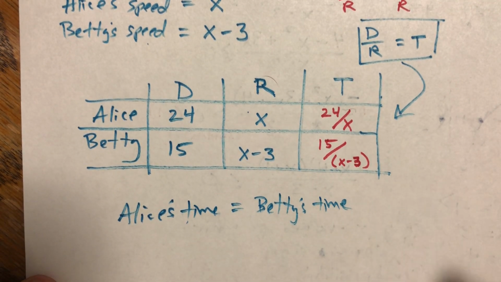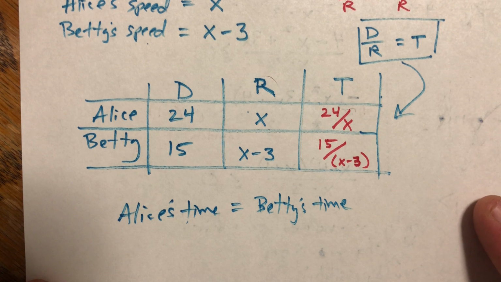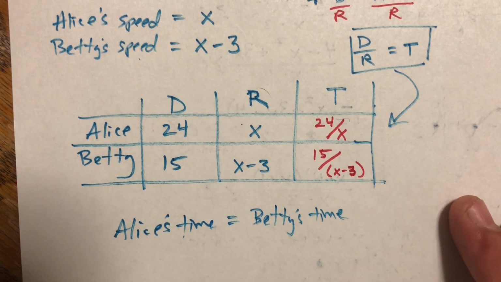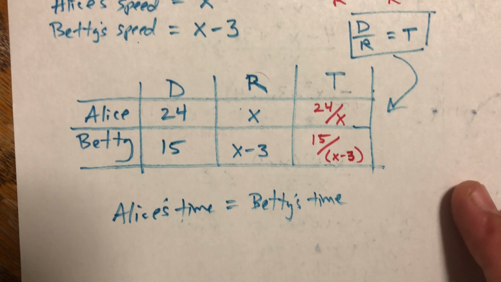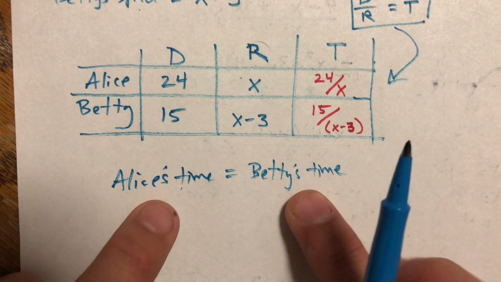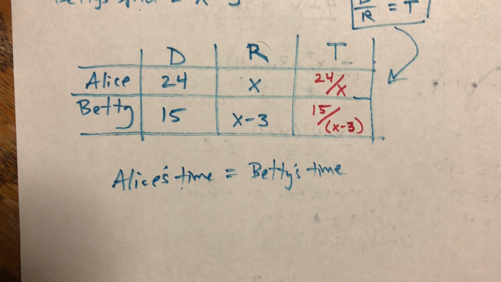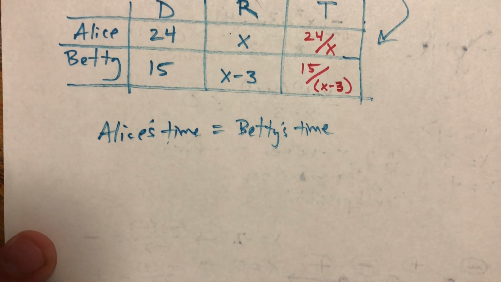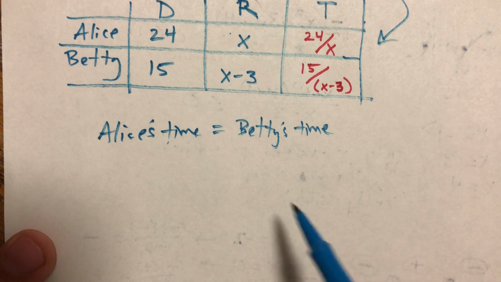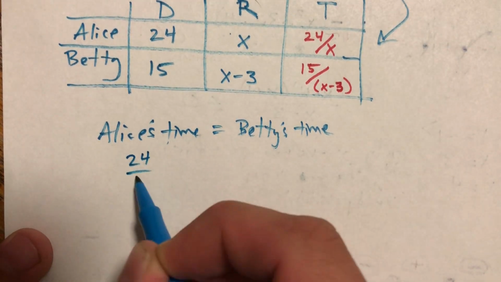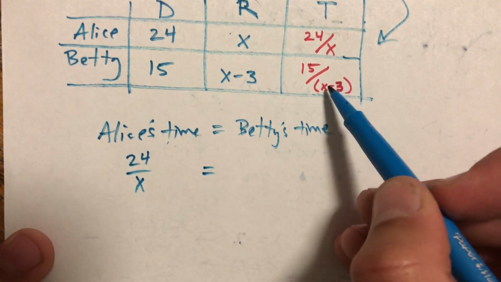When I'm doing application problems, I try to write things out in words as much as I can in my work because it helps me make more sense of it, I suppose. I guess we're not doing too much complicated with words here, but use English as much as you can because we're comfortable with that, and then translate it into math as you go. So we've got Alice's time has to be equal to Betty's time.